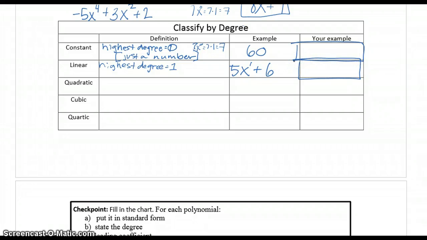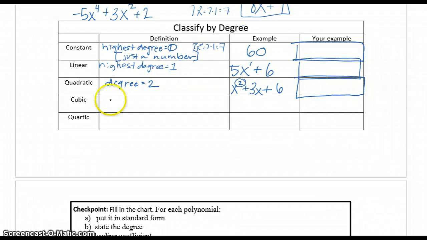A quadratic polynomial has the highest degree of 2. So for example, we could have x squared plus 3x plus 6. Here our highest degree is 2. Go ahead and write your own example here.